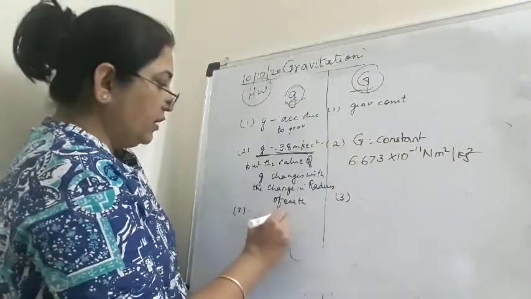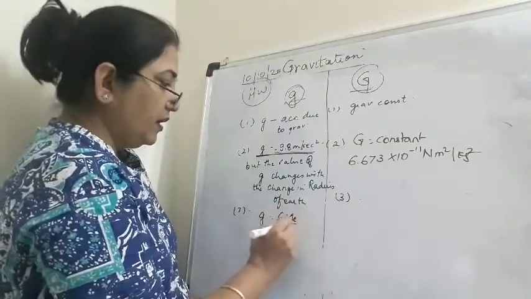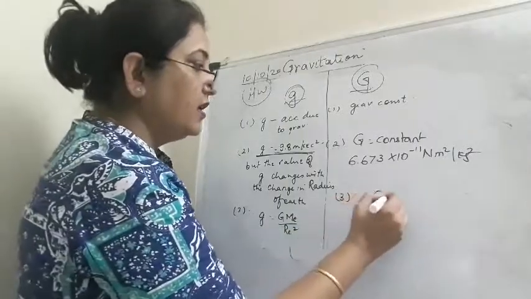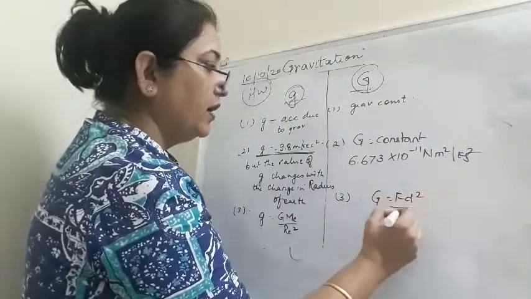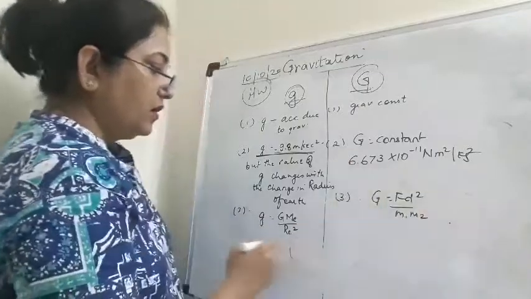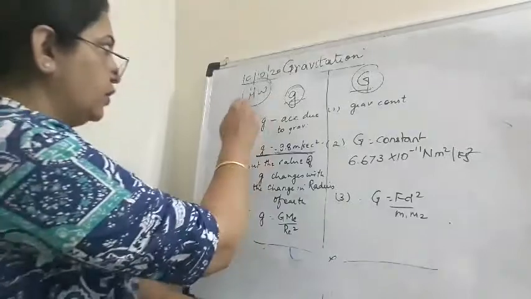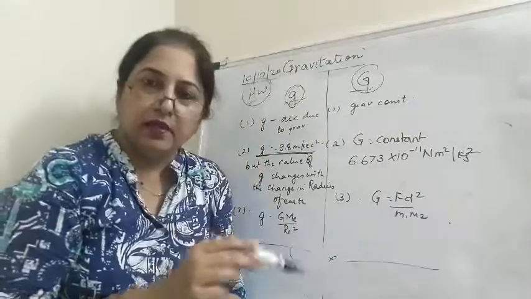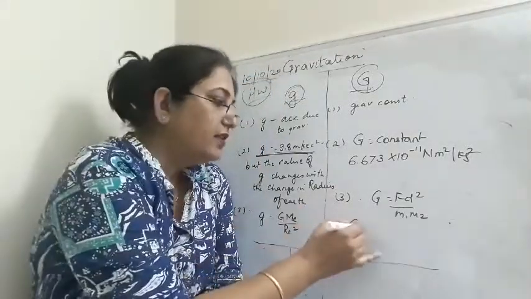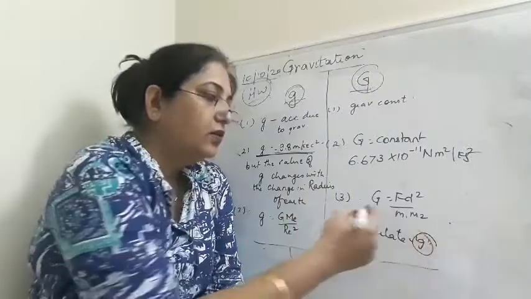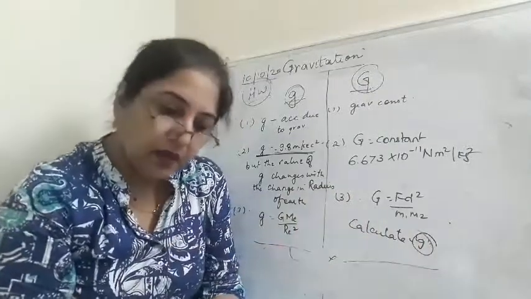You know that g is equal to GM_E upon R_E square. And for capital G, you can write G is equal to F d square upon M1 M2. Okay, so if you get some more points, students, you can complete this. And what is the other homework? Your other homework is to calculate the value of small g, using the values which I have given you.